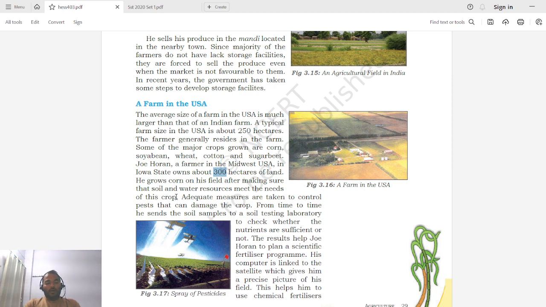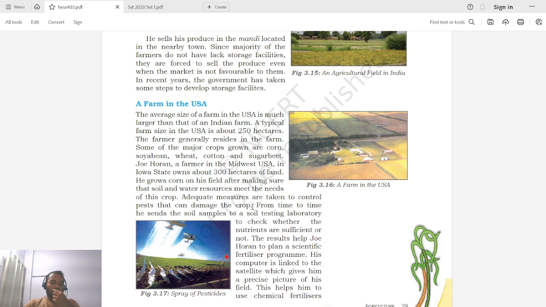Since Joe Horan has such a huge farm, there would be a plenty requirement of water for irrigation, right? So before taking any crop, he has to do a survey of the available water resources, so accordingly he can decide which type of crop to be taken. Adequate measures are taken to control pests that can damage the crop.